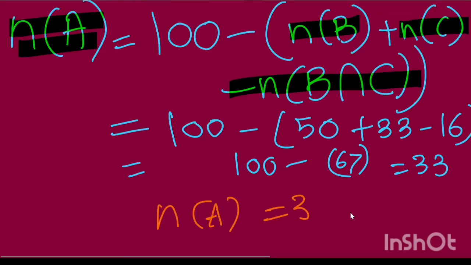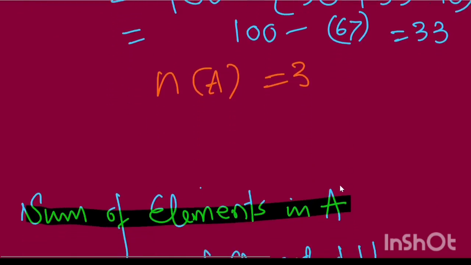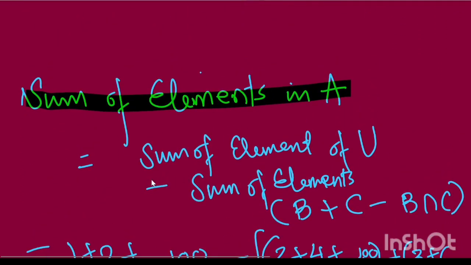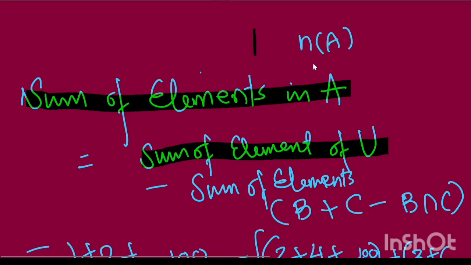The sum of elements in A means what, guys? In the same number-of-elements formula, instead of writing the number of elements, we can write the sum of the elements. In the previous formula, we wrote Na. Now instead of Na, it is replaced by the sum of elements in A, and instead of Nu, it would be replaced by the sum of elements in U.